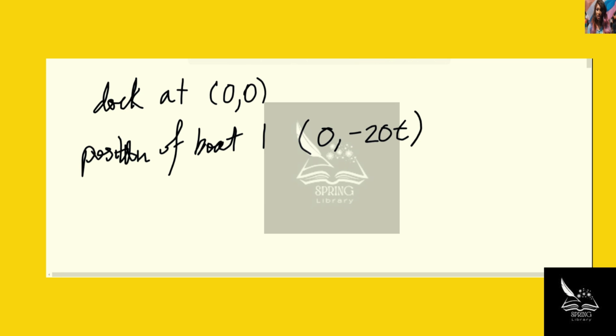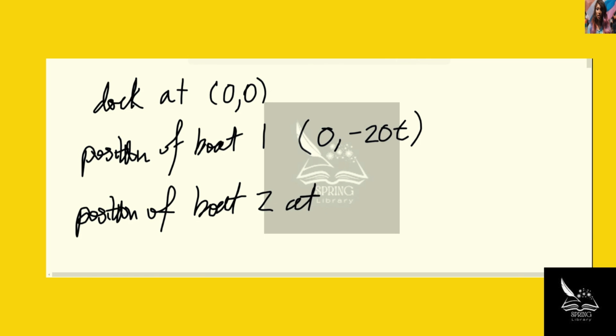And at 2 p.m., boat 2 is 15 kilometers due west of the dock, because it took the boat 1 hour to reach the dock at a speed of 15 kilometers per hour. So the position of boat 2 at 2 p.m. is (-15, 0).